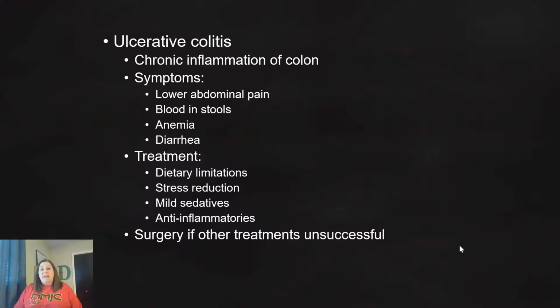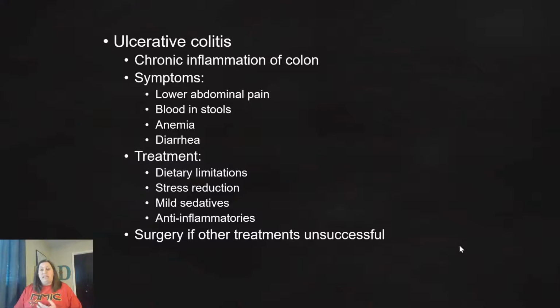The main way to diagnose this is through a colonoscopy, okay? Going in there and being able to actually get a picture of what's happening. Now, this is going to be very distinct in the fact that inflammation is taking place as well as lesions. There's going to be actual lesions in the colon that can be visualized.